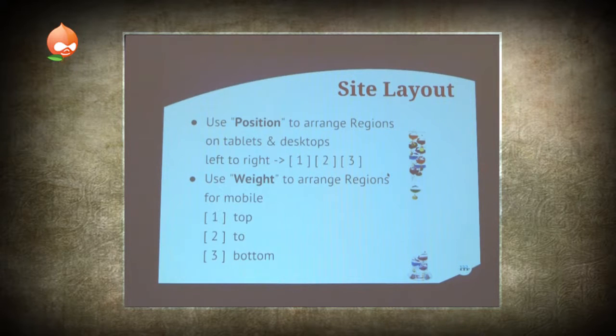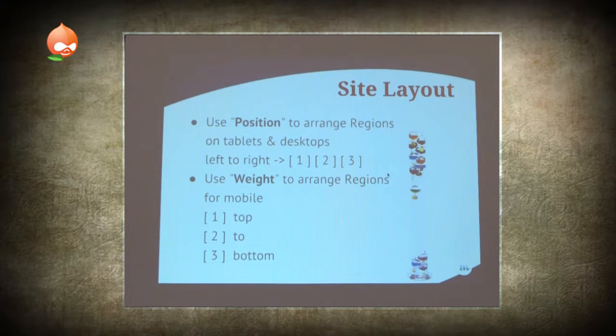So what if I have sidebars on either side of my content on the desktop, but I want the content to come first on mobile? Well, we can use position instead of weight to achieve both of our goals. If you go in and configure your zone, you can check a little box that says, I want to use positioning for this particular zone.